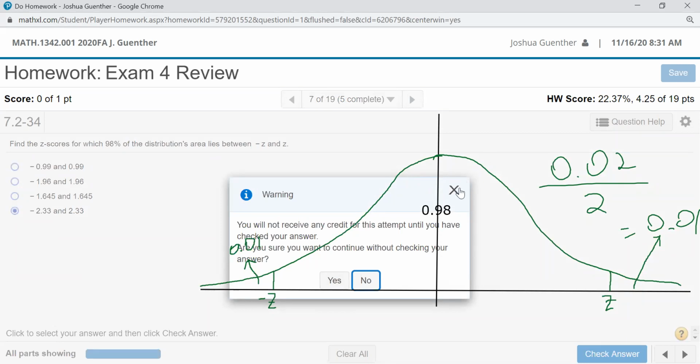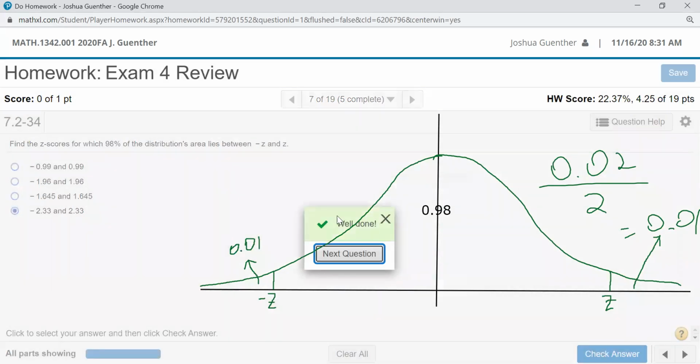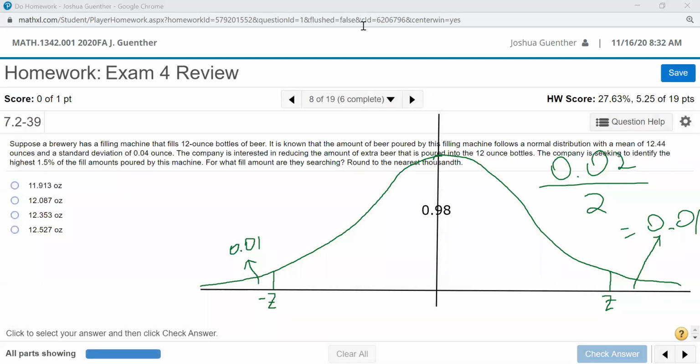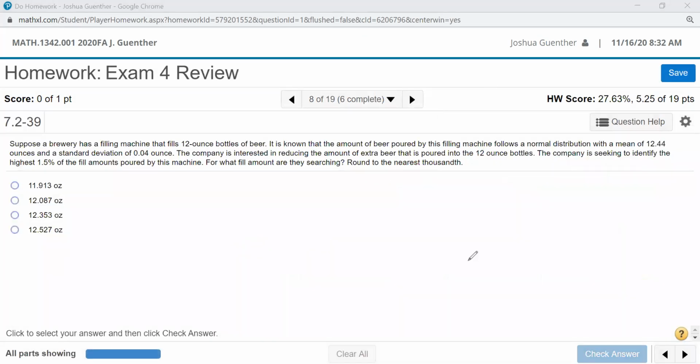Let me check my answer. Okay, I hit save. All right, never mind. So there you go. Negative 2.33 and 2.33. That is going to be some super useful stuff whenever we have to do confidence intervals in chapter 9. So remember that.